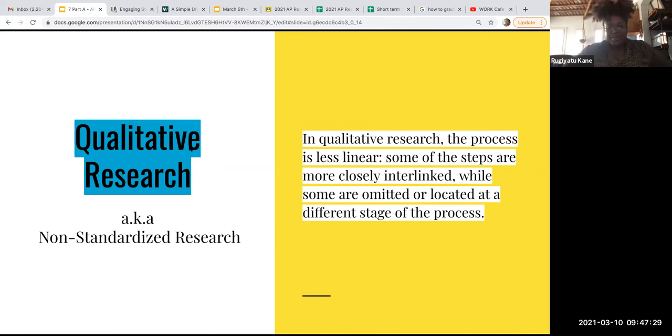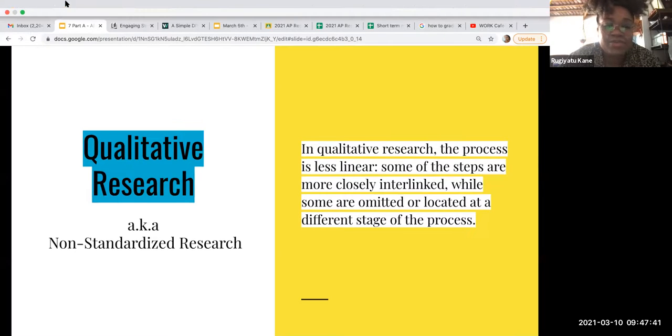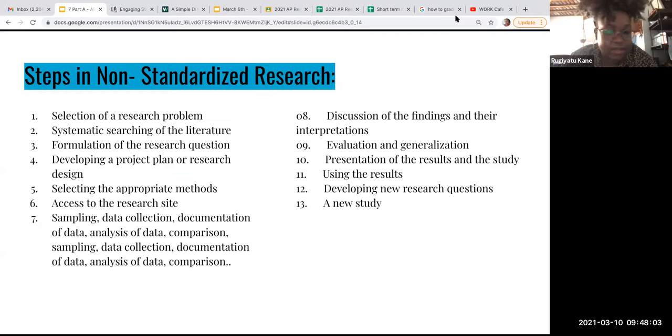Okay, so qualitative research, also known as non-standardized research, as opposed to standardized research. So for those of you who were here at the beginning of class when we started, we looked at all those different steps in standardized research. But in qualitative research, the process is a little less linear. So some of the steps are more closely linked, while others might not be there, or they might be at different stages in the process. And what does that look like? This is what it looks like.